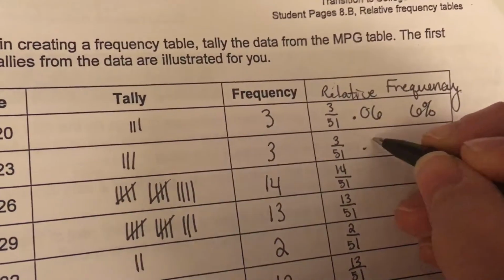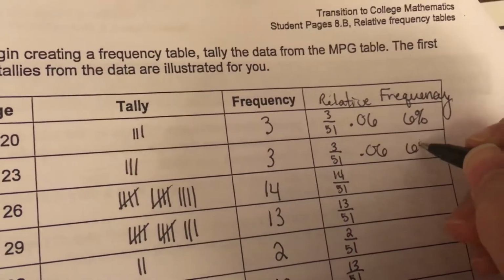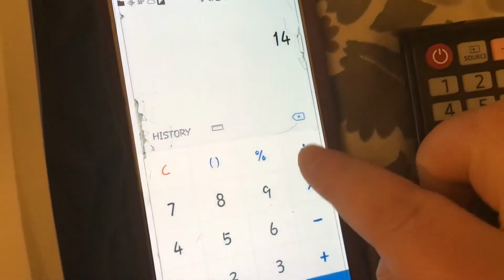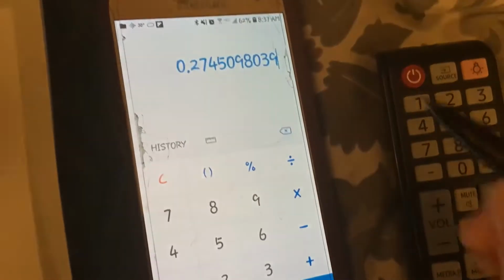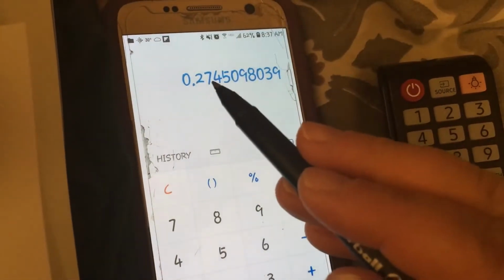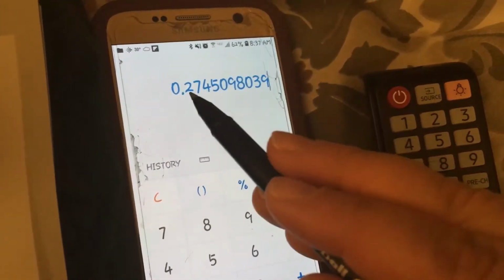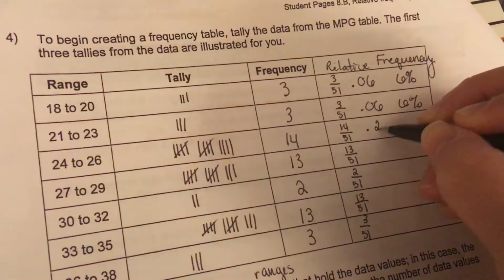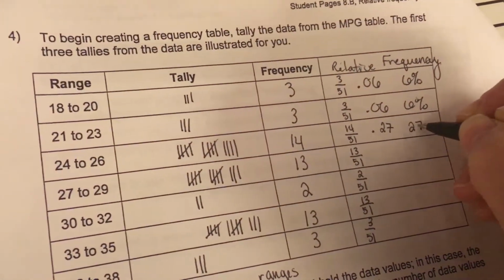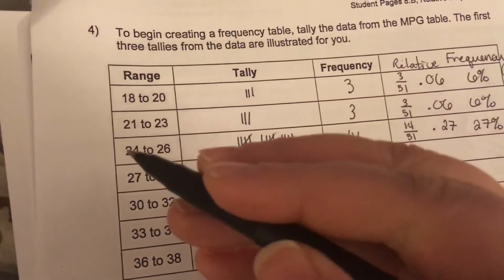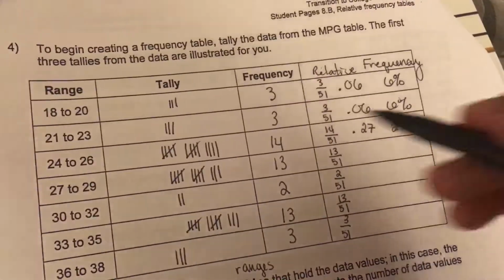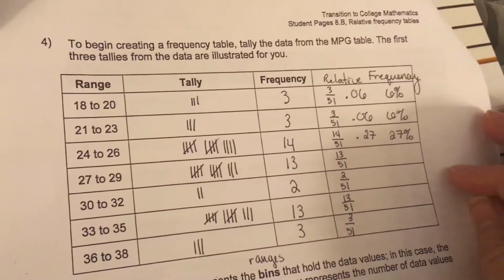Same in this one. This is the exact same number: 0.06, 6%. Then do the next one, 14 divided by 51. 0.2745. I'll go 2 spots over, but look at the next number. 4 leaves it as a 7. So it's 0.27, which means that is 27%. So 27% of our data is in the 24 to 26 category, or bin, or range.